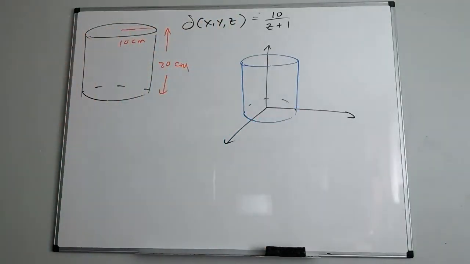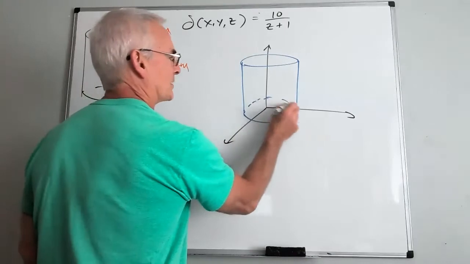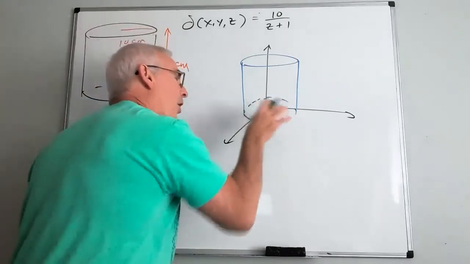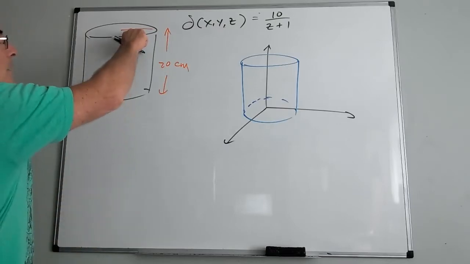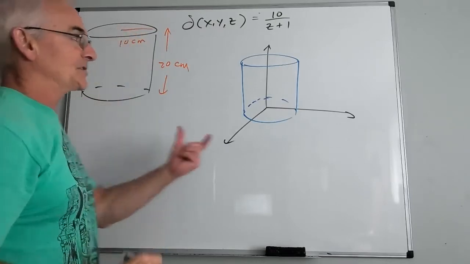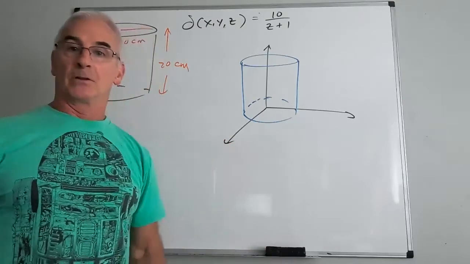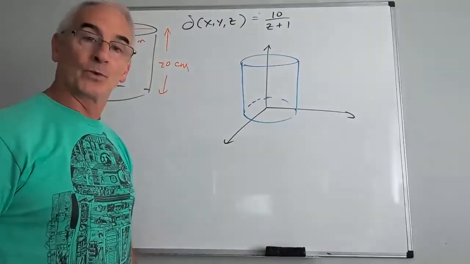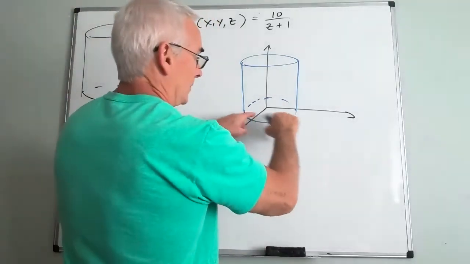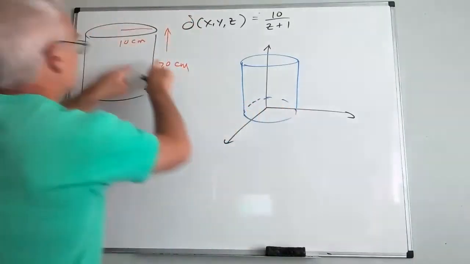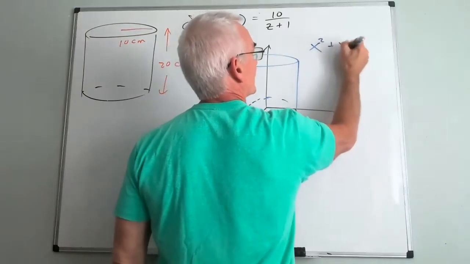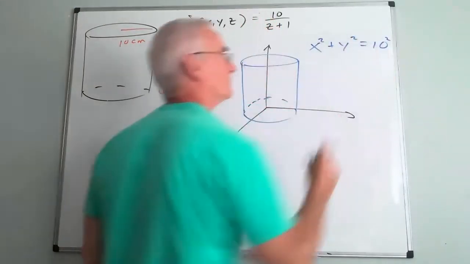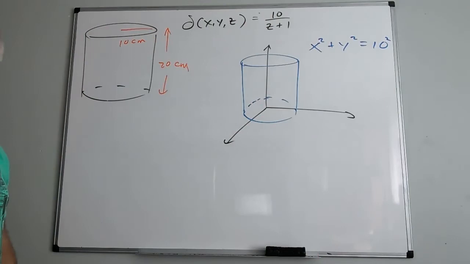Okay, that's not too bad of a drawing. So you guys can all see what's going on here. The base is on the XY plane. Now, what is the equation of the base? This is a circular cylinder. So the equation would be, well, I have a circle of radius 10. So wouldn't this be x squared plus y squared equals 10 squared? That's the equation of my circle.